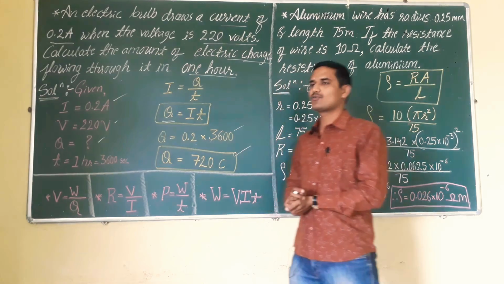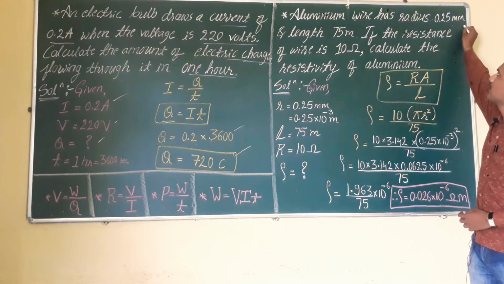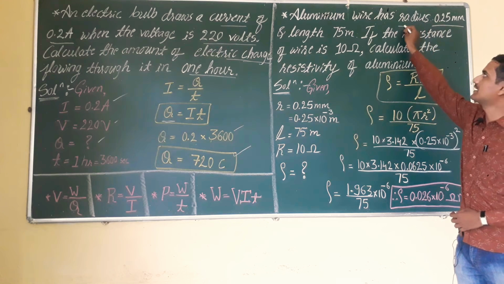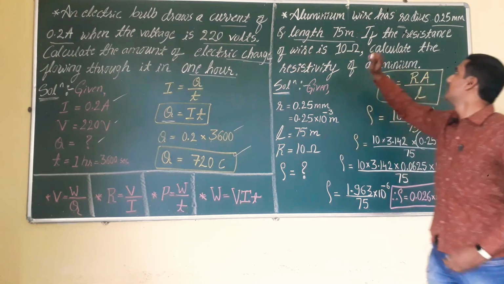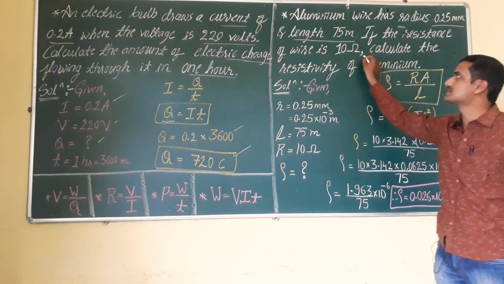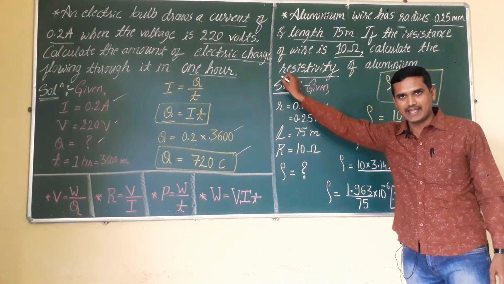And let's go for another question. An aluminum wire has a radius of 0.25 millimeter. This is the radius, okay? And the length of the aluminum wire is 75 meter. If the resistance of the wire is 10 ohm, calculate the resistivity of the aluminum wire.